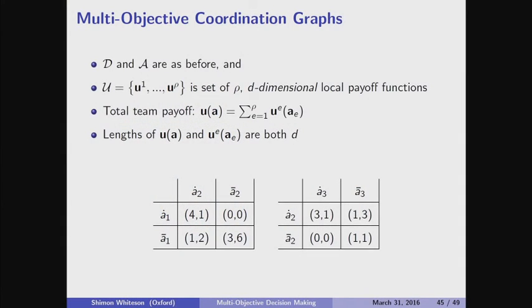Okay, if we take this problem to a multi-objective setting, we have exactly the same thing as before, but now these payoff vectors are vector valued. So you have a total team payoff that's a vector, a multi-objective payoff, and it's a sum of the multi-objective local payoff functions.